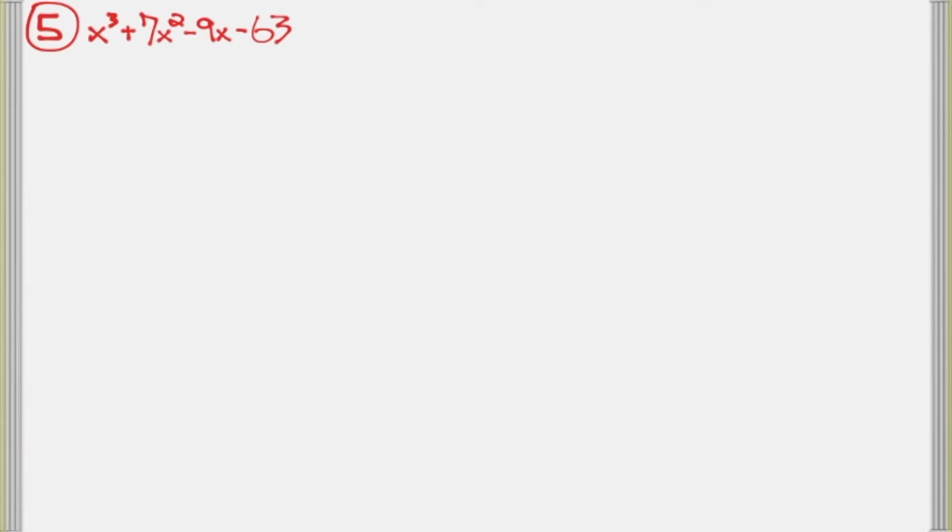On this one, we look at it in 2 parts. We look at the first part, which is the x cubed plus 7x squared. Then we look at the second part, which is the negative 9x subtract 63. What we want to do is factor those out individually, so there are 2 separate parts, and then we'll bring them together later.